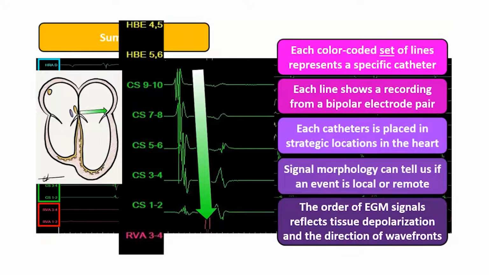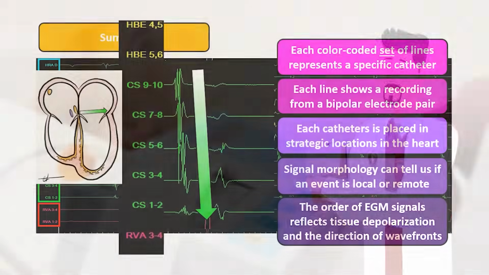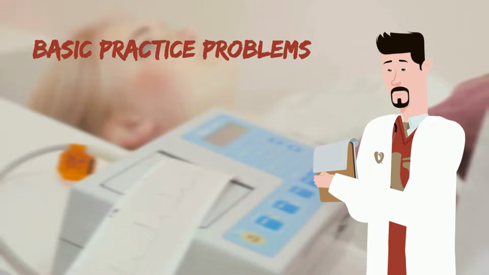Here in this example, we see near-field atrial electrograms which start earliest on CS 9-10 and move out to CS 1-2. And we know that based on where this catheter is positioned, this reflects septal to left lateral atrium activation, as shown here. All right, time to practice what we've learned.